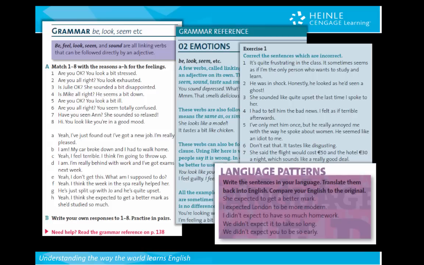So, is she okay? She sounded a bit down. Yeah, she expected to get a better mark. I was really surprised. I was shocked. I expected London to be more modern. I'm so stressed. I didn't expect to have so much homework. I was really furious. I was annoyed. We didn't expect it to take so long. Oh, I was a bit taken aback. I was a bit surprised. I didn't expect you to be so early.